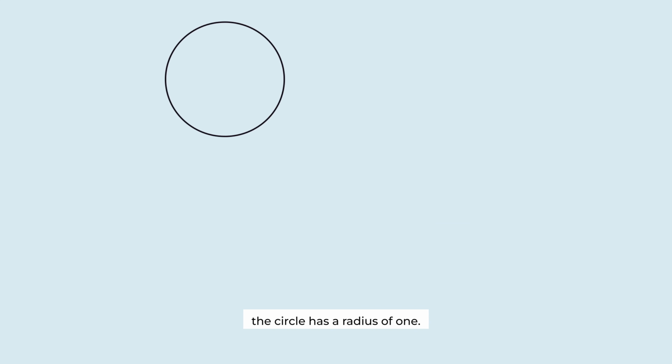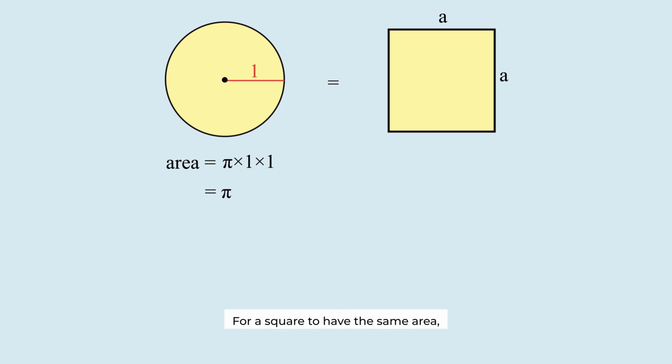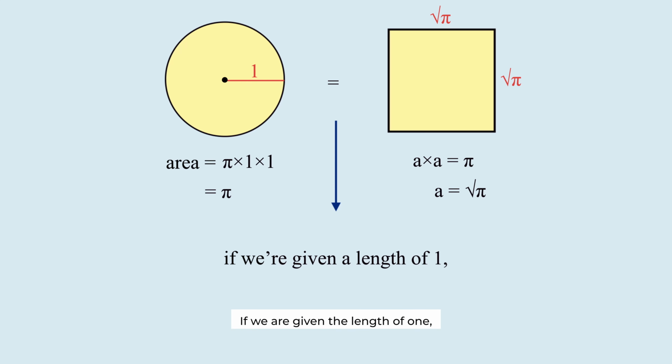Let's say the circle has a radius of 1. The area of the circle is pi. For a square to have the same area, its side length must be root pi. Now, here's the real question. If we are given a length of 1, can we construct root pi using only a straight edge and compass?